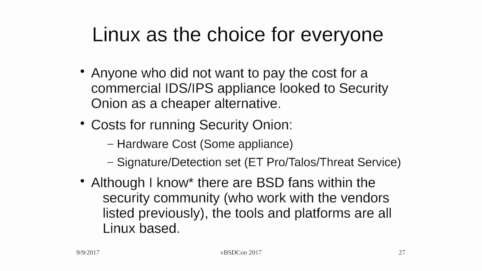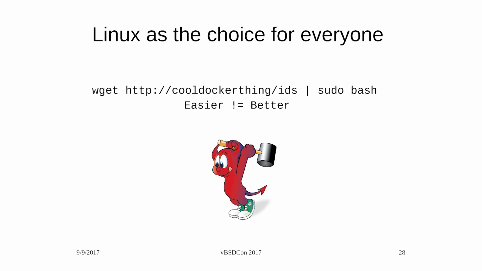But for anyone that wanted to not run one of these, your options were essentially, I could run security on them with whatever hardware I have lying around, and you get your signature detections the same way as you would with ET Pro. You can pay for the VRT signature set or any other threat service. And I know people in the community love BSD, but I'm not going to get too interested in it if all the vendors are actually using Linux as their platform. Just because it's easier doesn't mean it's better.